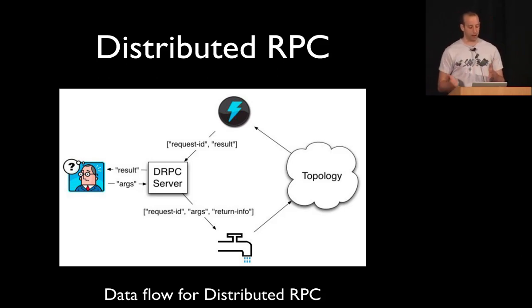And then at the very end of the topology, you send the result to a special bolt, and then that bolt connects to the DRPC server and says, for this request ID, here is the result that was computed. And then the DRPC server maps that request ID to the waiting client, unblocks the waiting client, and sends them the result. Right? So from the client's perspective, it looks just like normal RPC, but it's actually executing in parallel in the background. So let me give an example of DRPC.